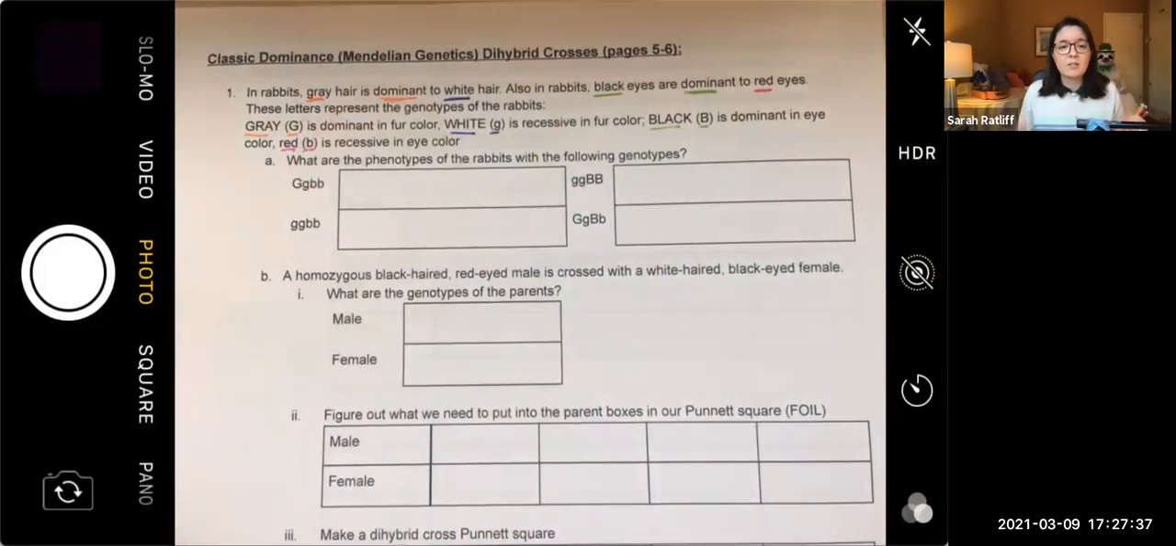So they've given us letters. We don't have to think about it. It tells us what is dominant, what is recessive. So great, we can move on to the next piece. Part A, what are the phenotypes of the rabbits found with the following genotypes? So here's some practice applying our knowledge of phenotypes and how they relate to the genotypes. The genotypes will tell us what the phenotype is. Let's look at some of these examples.